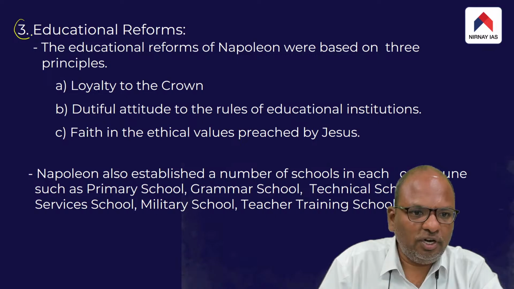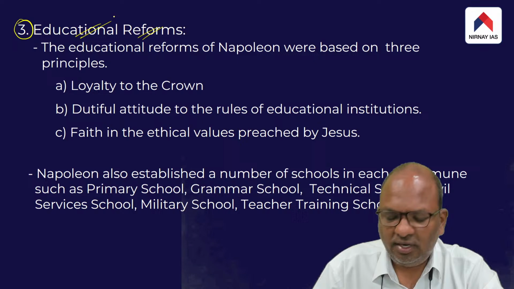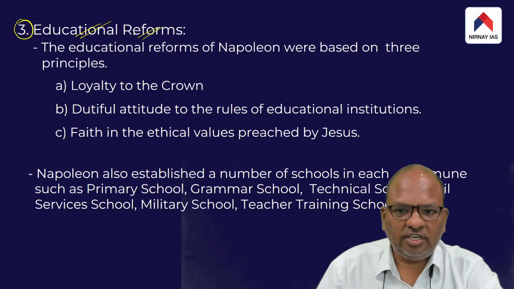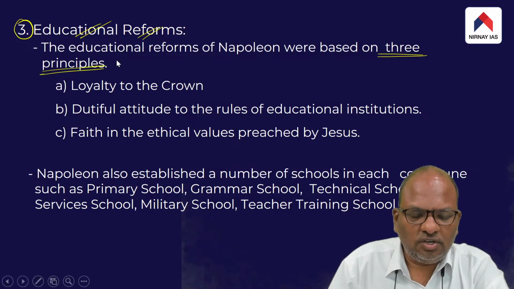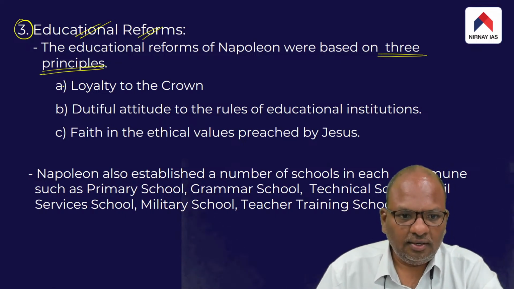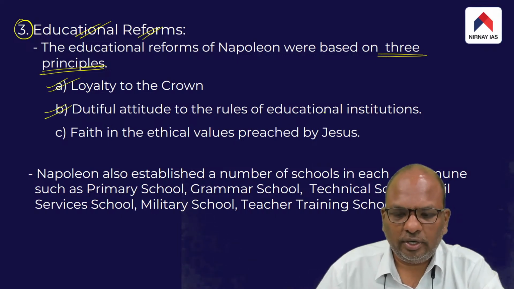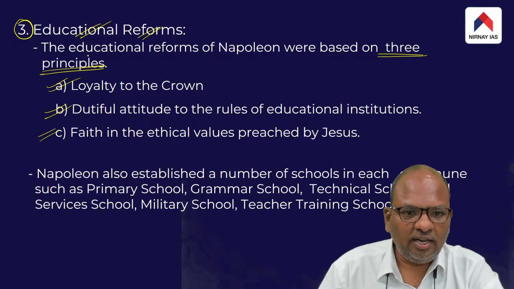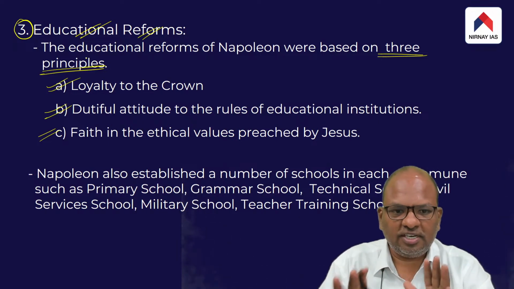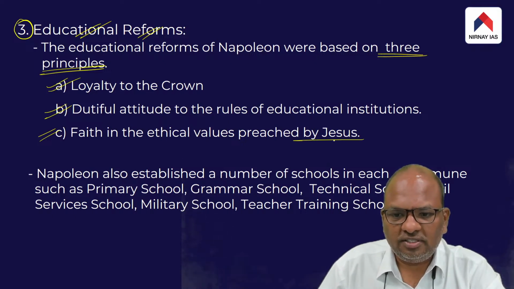Next, Napoleon also initiated education reforms as well. Napoleon's education reforms were based on three principles. One, loyalty to the crown. Second, a dutiful attitude to the rules of the educational institutions. And third, faith in ethical values preached by Jesus.